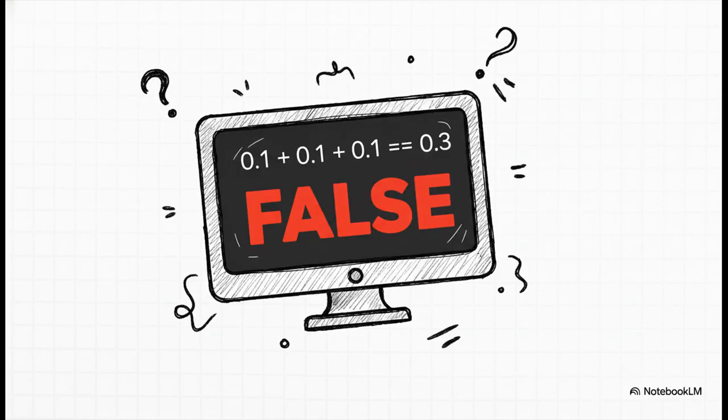But here's the crazy part. If you ask a computer to check if that statement is true, in a lot of programming languages like Python, it's going to come back and say, nope, false. Which is just bizarre, right? We're not talking about some high-level calculus here. This is elementary school stuff.